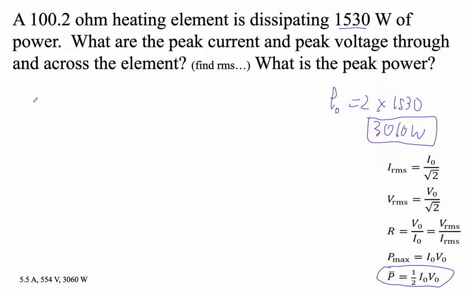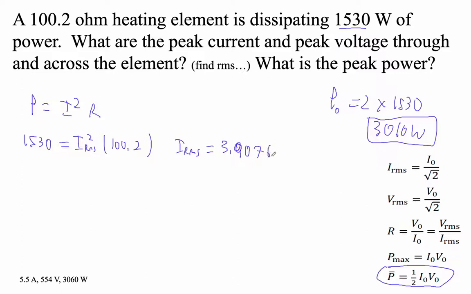And how can we do that? Oh, I see. We can use power is I squared R, right? And so we're going to go 1530 equals I, and this I will be RMS, squared times 100.2. So I RMS is equal to 1530 divided by 100.2, raised to the 0.5, which is 3.9076 amps. And then I'm going to use this equation here to find the peak.